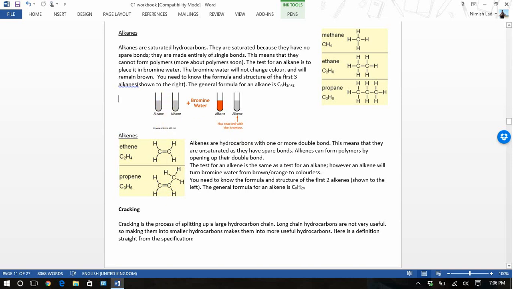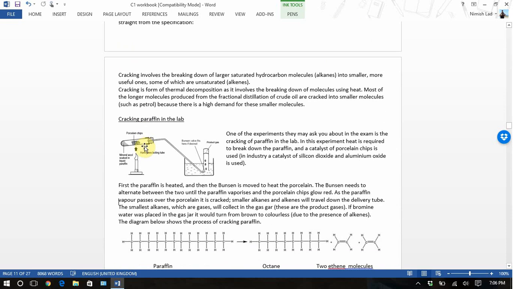Cracking. So you've got to memorize these 5. Make sure you can draw them. Make sure you know the formulas. Make sure you know the names. Alkenes, 2 Es, double bond. Remember that one. Cracking. Oops, just gone a bit too far.